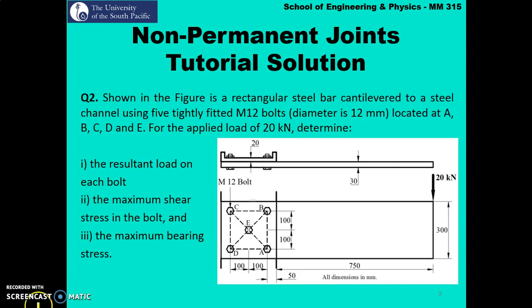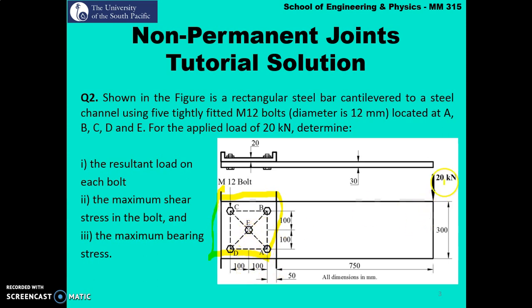Let's look at question 2, which is looking at bolts in shear. As the schematic shows, a load of 20 kilonewton is acting. You've got a bolt pattern over here, and you've got 5 bolts, A, B, C, D and E. When you look at the configuration that is given to you, you can simply say that the centroid of the bolt pattern is right on E. So bolt E is right at the centroid of this bolt pattern.